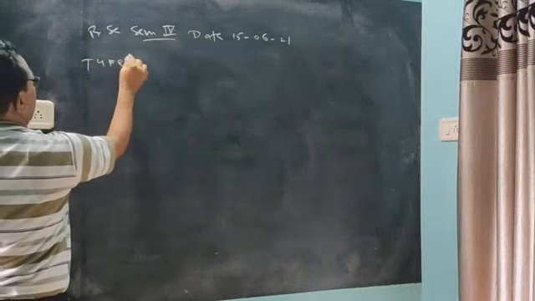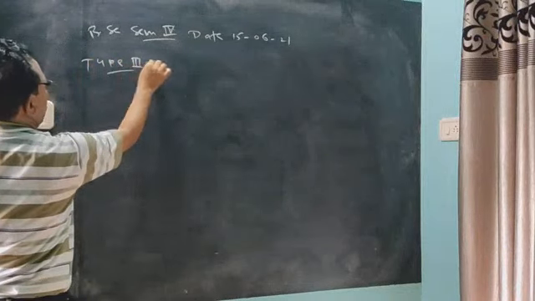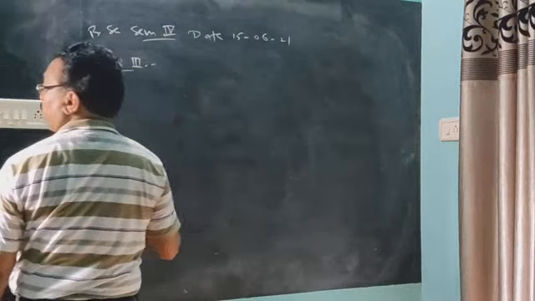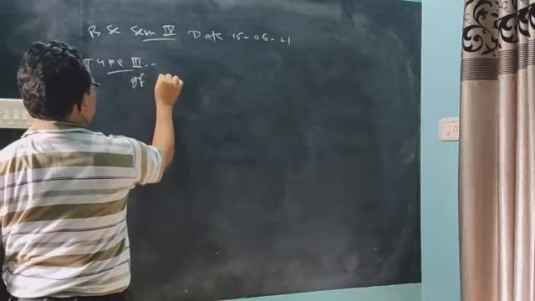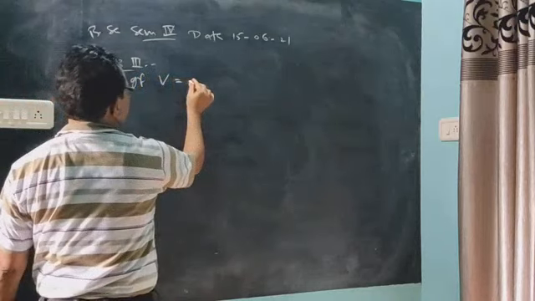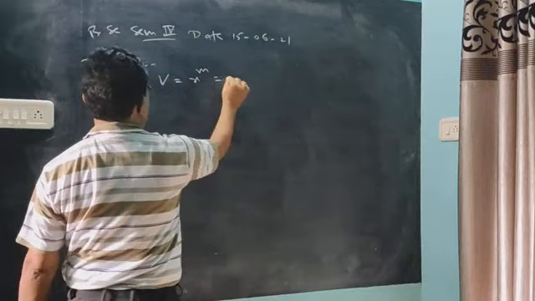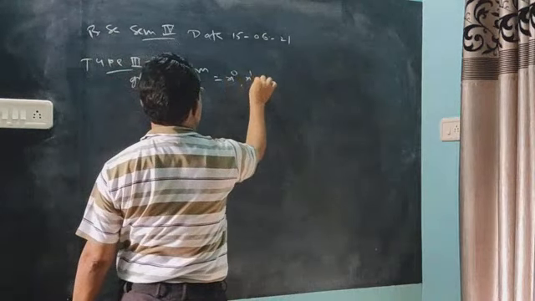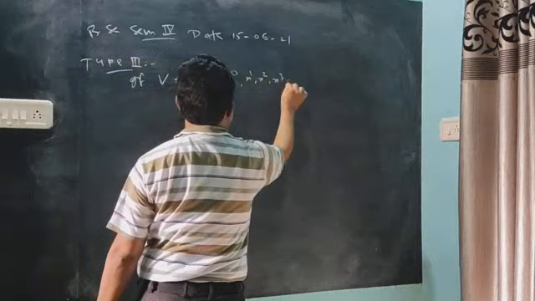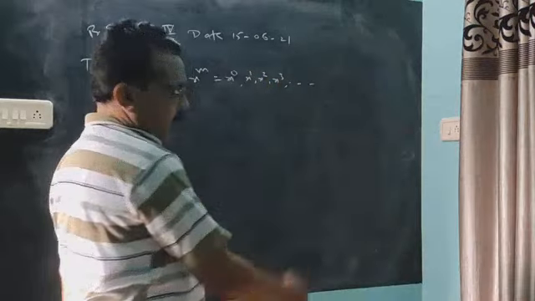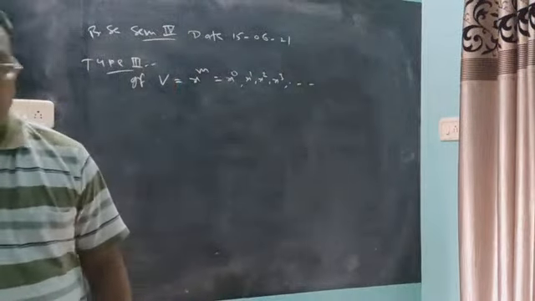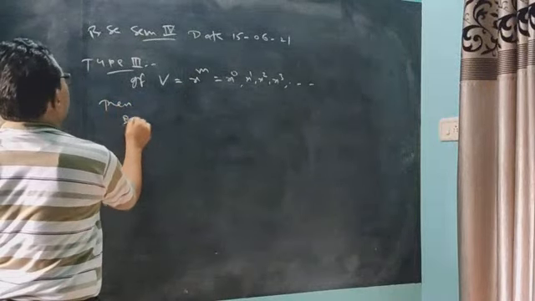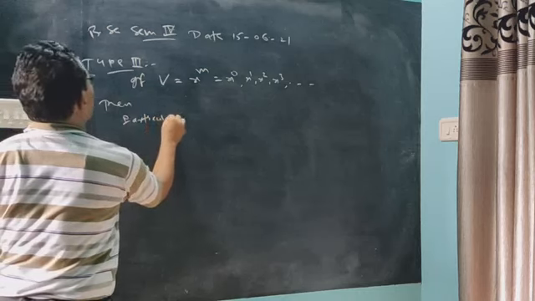Same type of problem, the third type. If the right side function is of the form a x raised to power m, x raised to power 0, x raised to power 1, x raised to power 2, x raised to power 3, any power, then how do we solve it? We find the particular solution, using the formula.